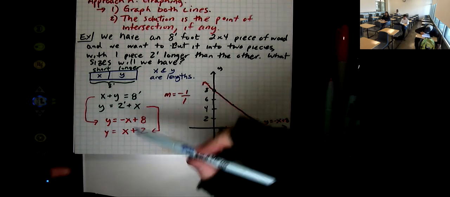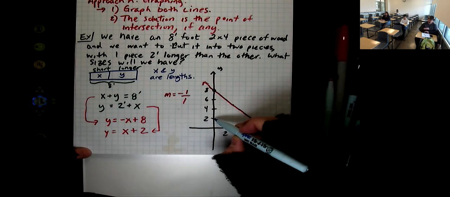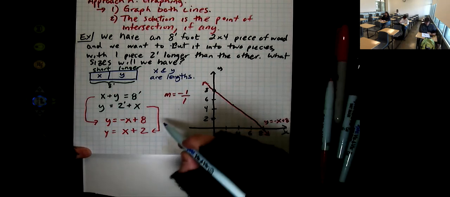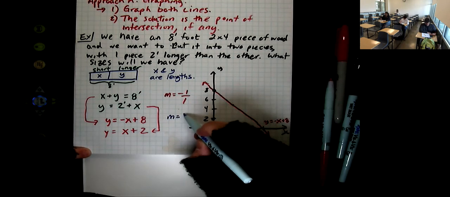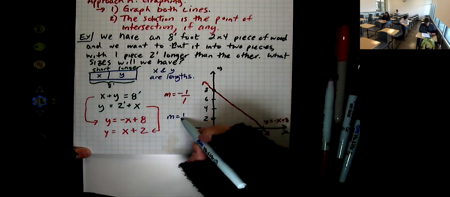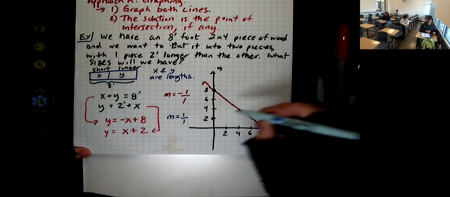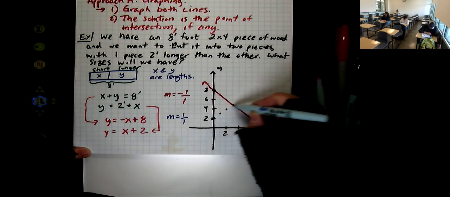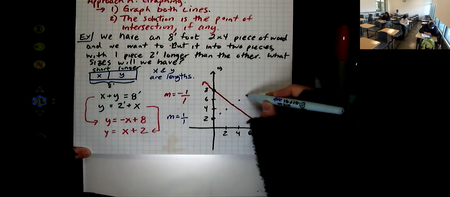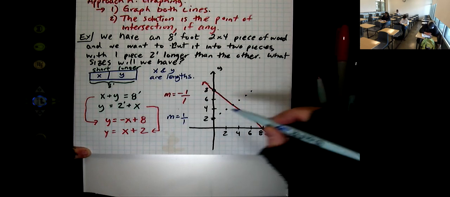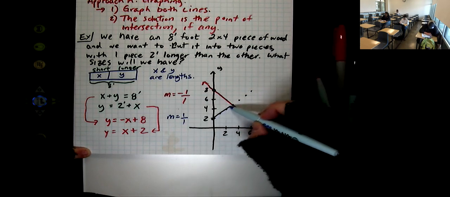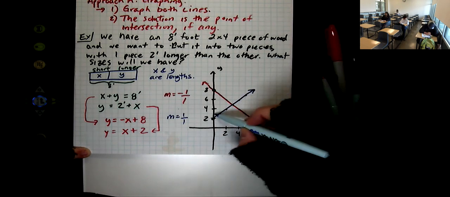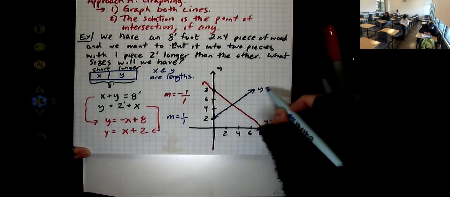The other one, y equals x plus 2, I have an intercept at 2. And here they've got no number in front, so m equals 1. I can write that as 1/1, which means I go up 1 and right 1 as I go. And that's my y equals x plus 2 line.